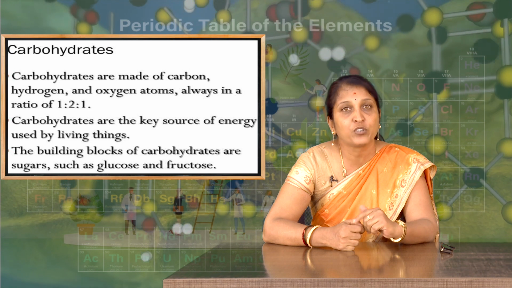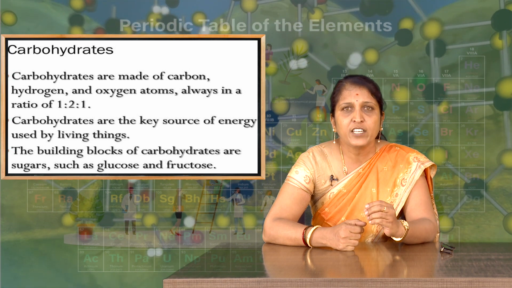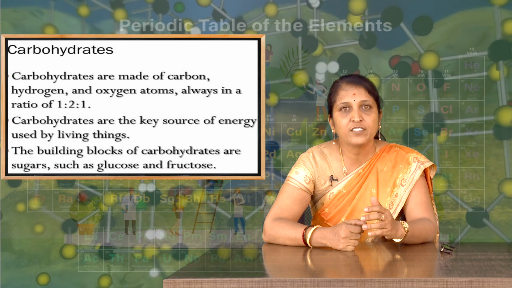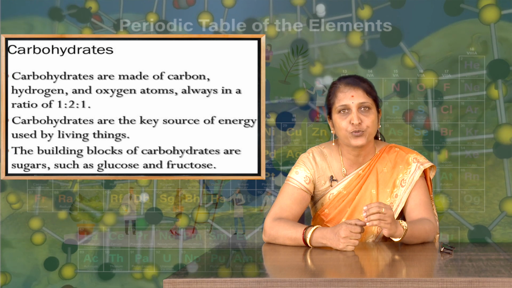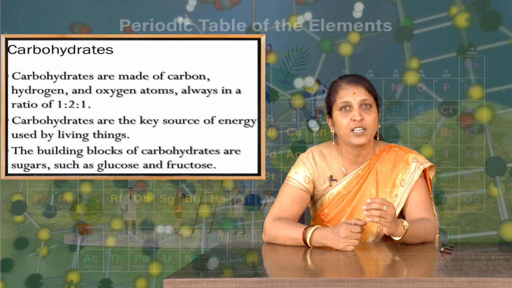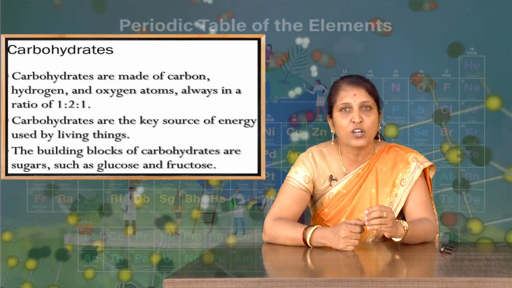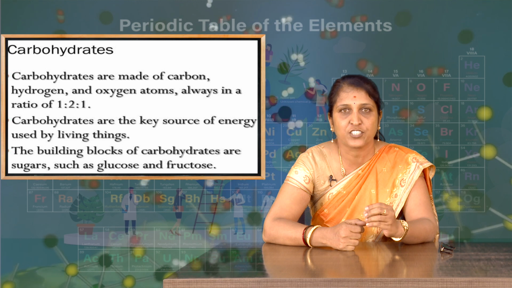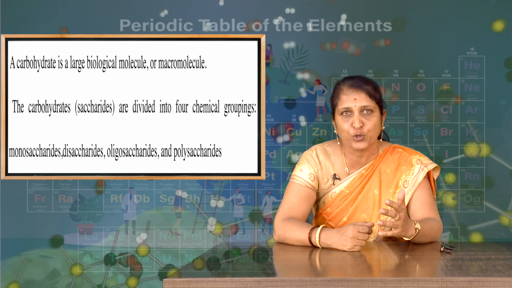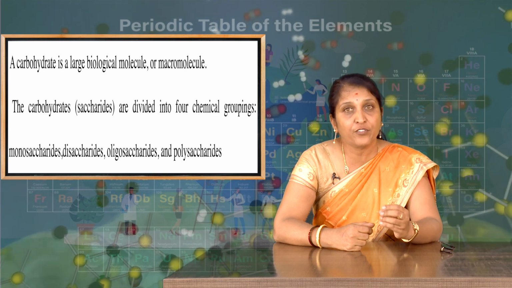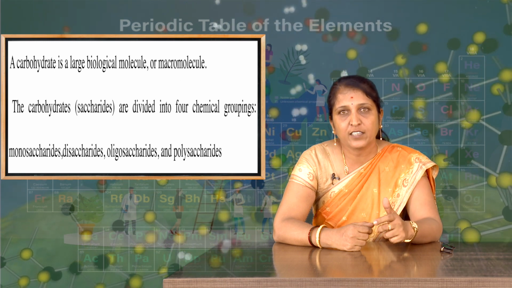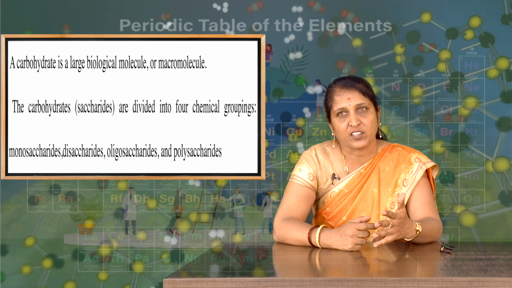Next we move to know about carbohydrates. Carbohydrates are made up of carbon, hydrogen and oxygen atoms, always in the ratio of 1:2:1. Carbohydrates are the key source of energy used by living things. The building blocks of carbohydrates are sugars such as glucose and fructose. Carbohydrate is a larger biological molecule or macromolecule. The carbohydrates are divided into four chemical groupings: monosaccharide, disaccharide, oligosaccharide and polysaccharide.